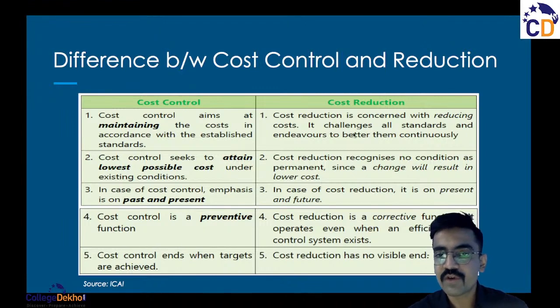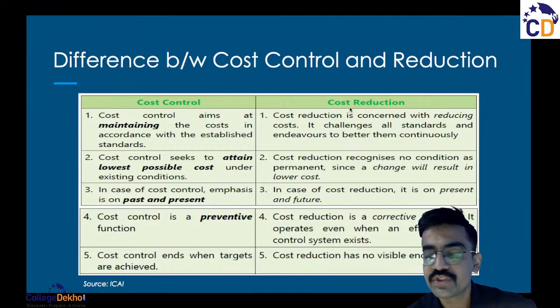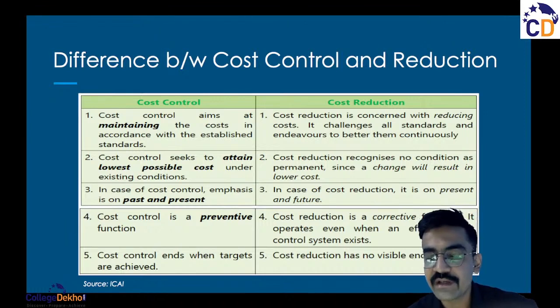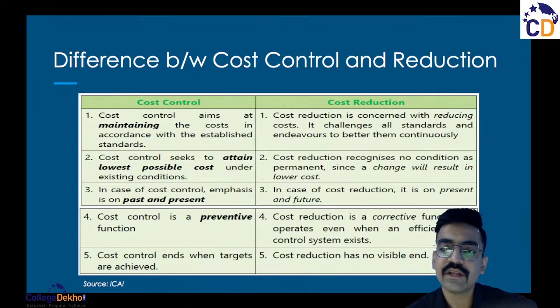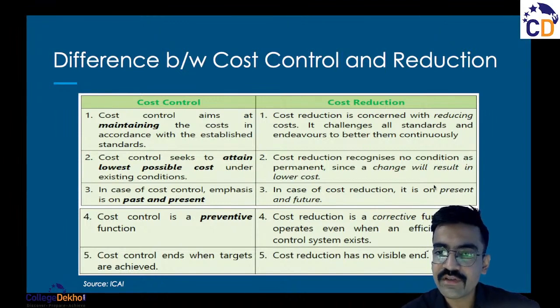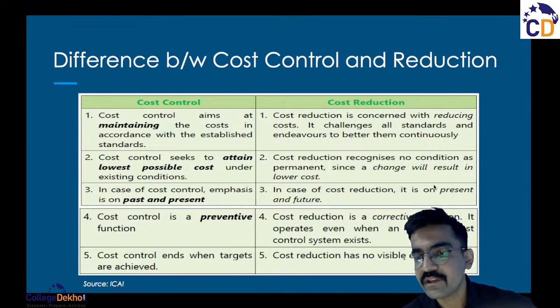While in the case of cost reduction, it is on the present and future, right? Because we are talking about reducing the cost in the future, which is about to come. We are constructively challenging the standards that are already set by the management of the company in the past, and we are looking to challenge and change these standards in the financial period that is about to come, right? So it is related to the present and the future.